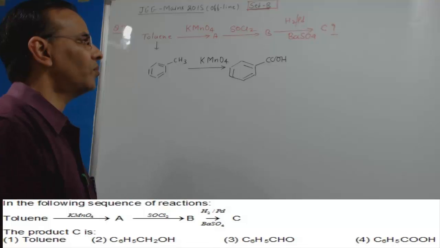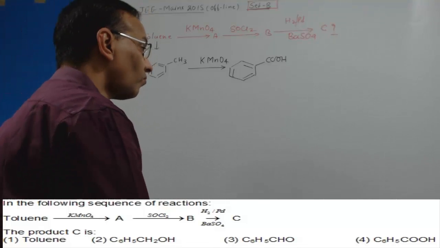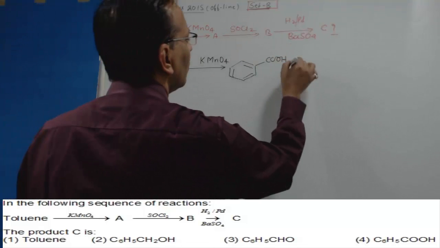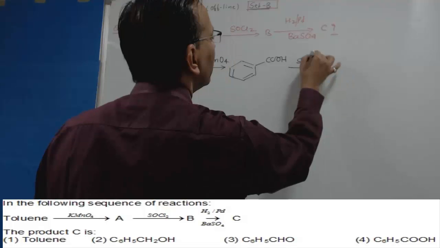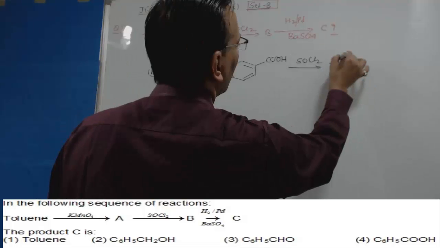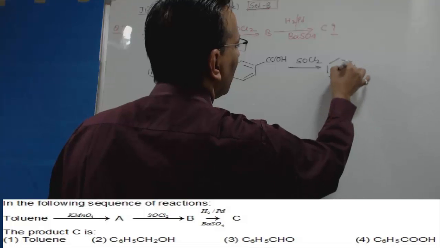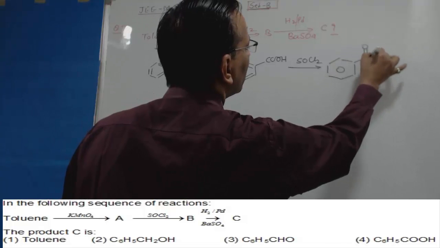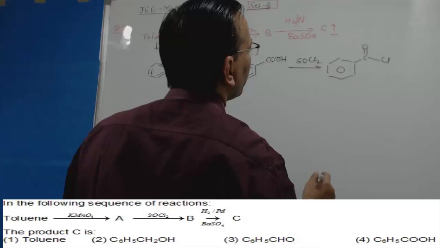is oxidized to the acid. The second step is the reaction of the acid with SOCl2, so obviously acid chloride will be formed, and the last step is like the Rosenmund reaction.